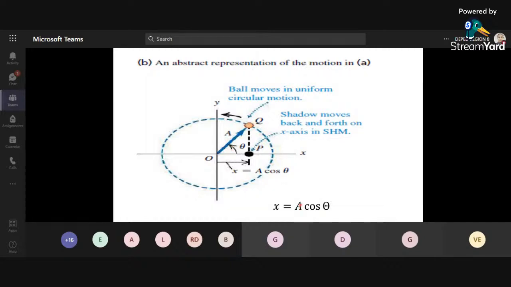And then where do we get A? Okay, we took A as the radius of the circle. So if we can determine the angle here and the radius of the circle, then we can compute for the displacement of P, which is equals to x. So x, or the displacement of P, is equals to the radius of the circle multiplied by the cosine of the angle here. So what does this remind you?